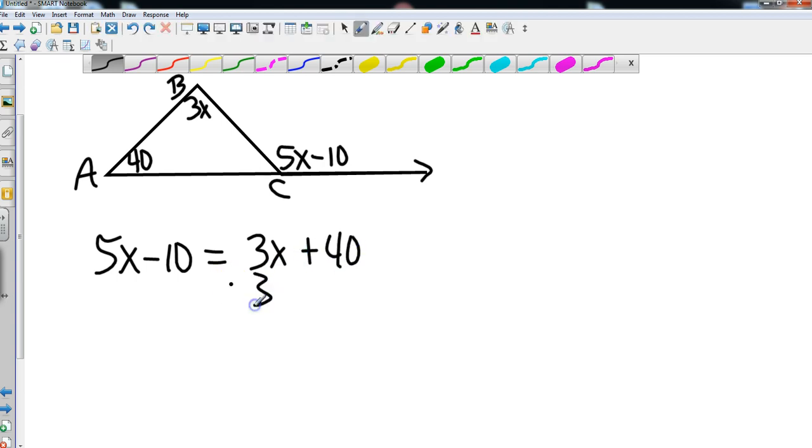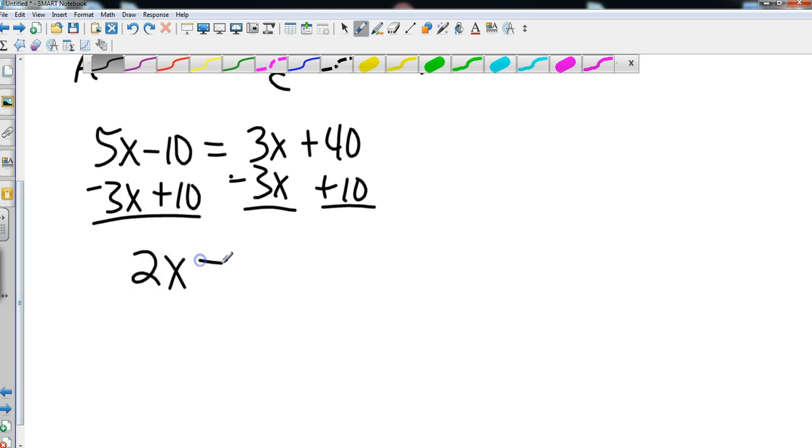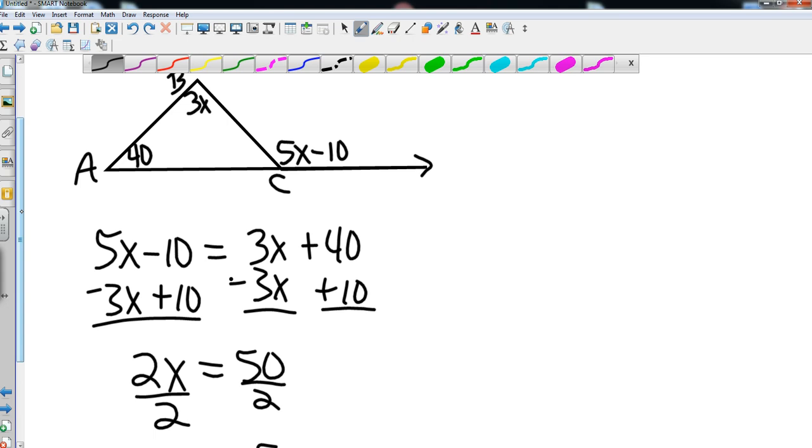So now we just use some algebra here. We're going to subtract 3x. I'm going to go ahead and include this in one step. So that's going to give me 2x equals 50. Divide both sides by 2. X equals 25. So now we could find all of the missing angles. 3 times 25, that's going to be 75. Okay, 5 times 25 is 125, minus 10 is 115. These two are supplementary, so we would know that this one is 65. And then 65 plus 40 is 105. 105 plus 75 is 180. So all of those work out.